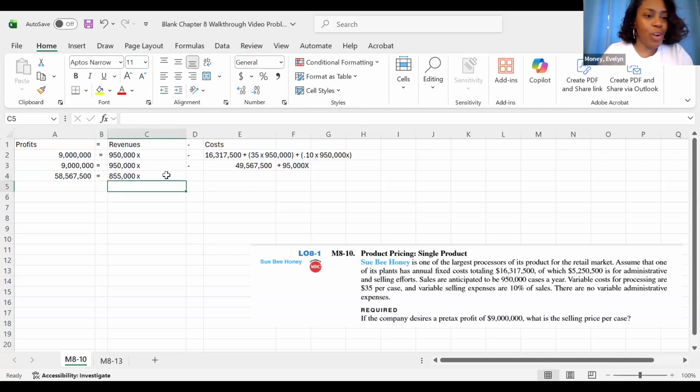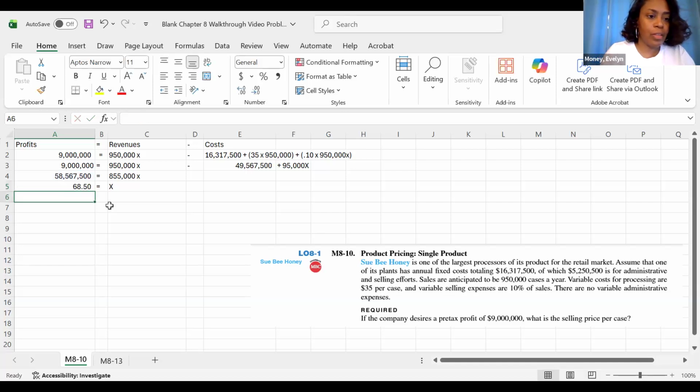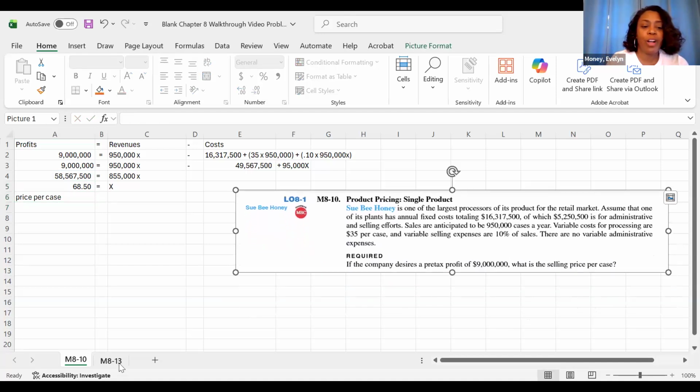And now when I solve for X, X will be equal to this number divided by 855,000. So the price per case is $68.50. So remember, for this one, you're just using the profit equation. Profits equal revenues minus costs. Fill in what you know. It's one big word problem with a lot of moving parts.